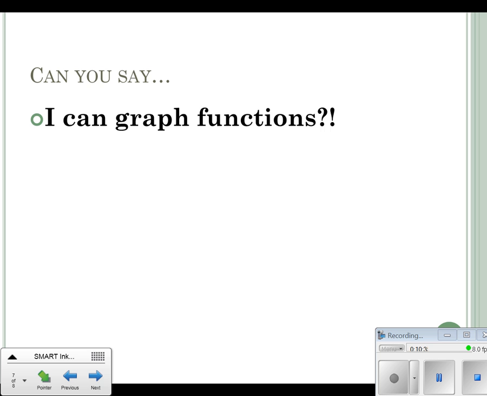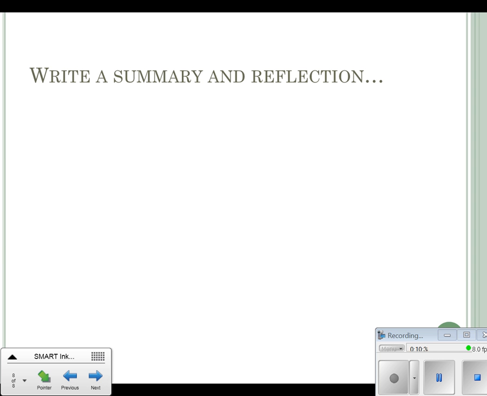Can you say I can graph functions? Write a summary and reflection and be prepared for the work time in class.